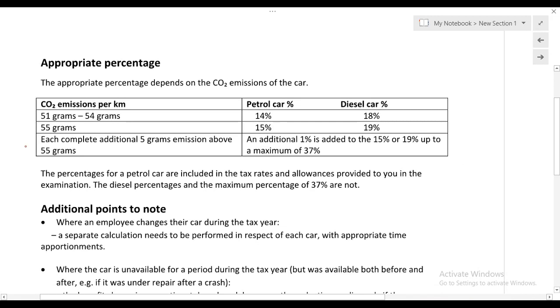Okay. This table will be given to you in the exam. CO2 emission 51 till 54 grams, it is 14% for a petrol car. For 55 grams, it is 15%. After 55 grams, for each complete additional 5 grams of emission above 55 grams, 1% increases. Repeat. After 55 grams, on each extra 5 grams, there will be a 1% rise in the percentage. But the maximum is going to be 37%.